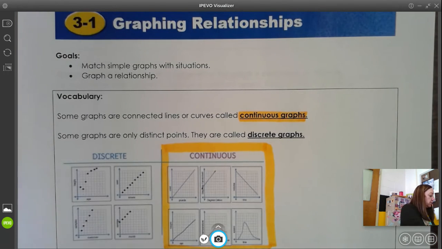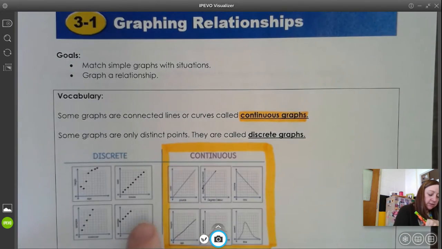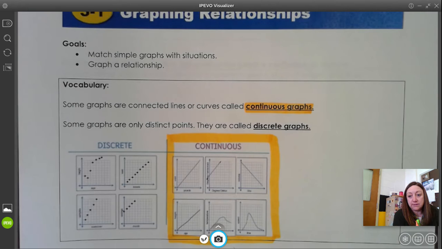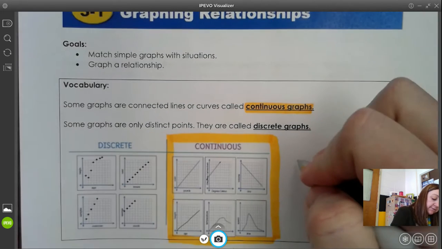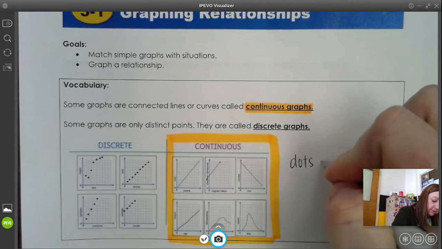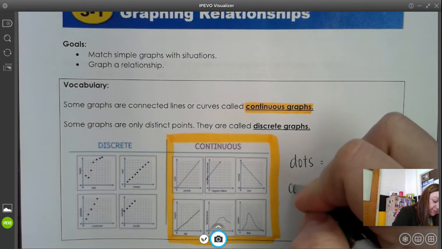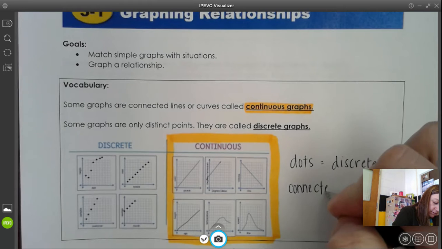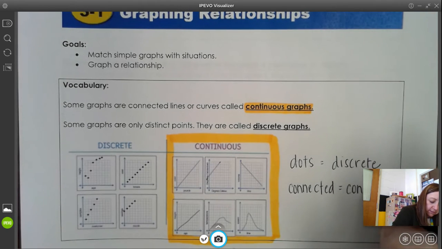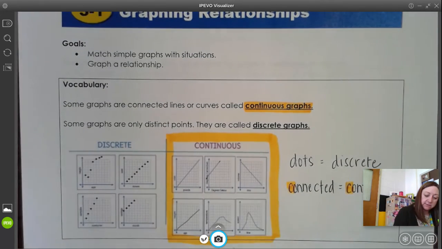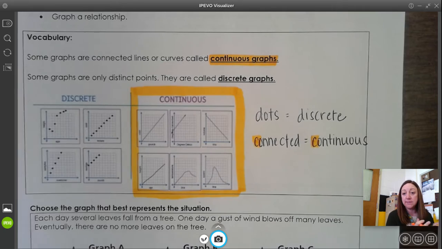Okay, so continuous graphs, kind of one way that I remember this is you're going to notice in one of them, everything's kind of dots, and the other one, it's a connected line. So if we have dots, it's going to be discrete. And if it's connected, it's going to be continuous. So it starts with the same letter. Okay, so connected graph means continuous because they both start with the letter C.